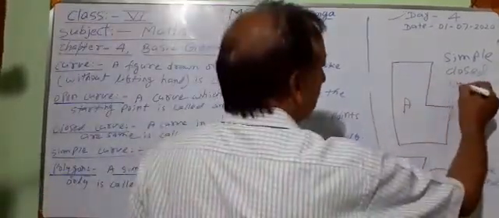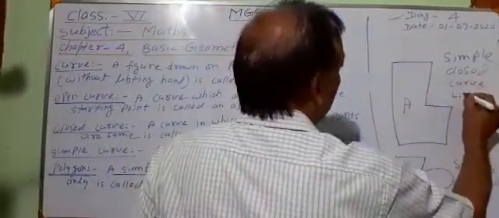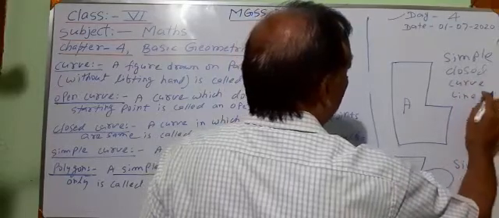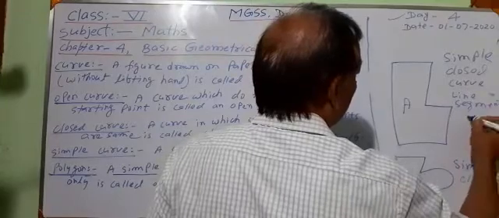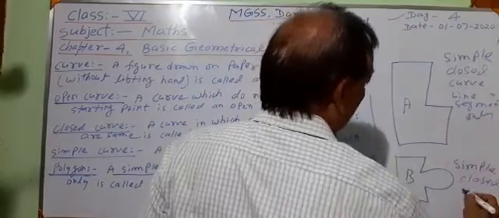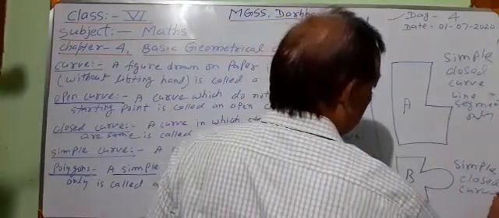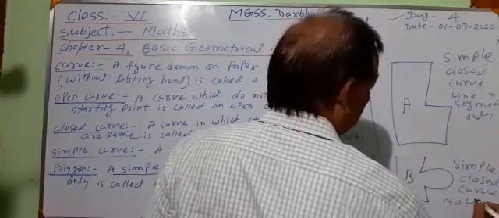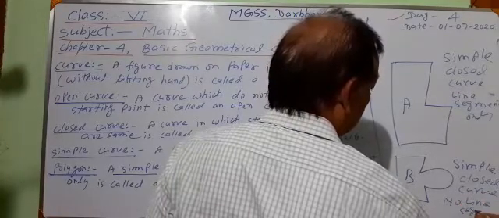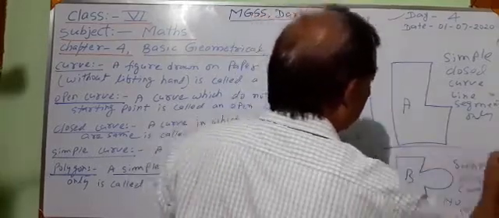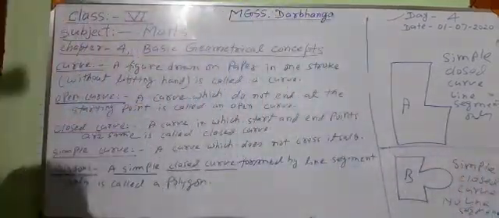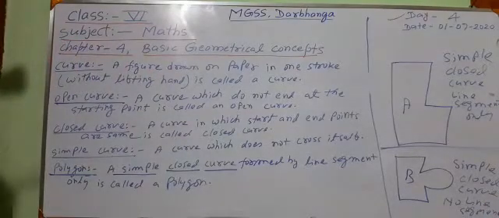This is a curve, and this is formed by line segments only. A line segment is formed by line segments only. And this is also a curve and has no line segment. Here there is no line segment. Now decide which is a curve, which is a polygon and which is not a polygon.